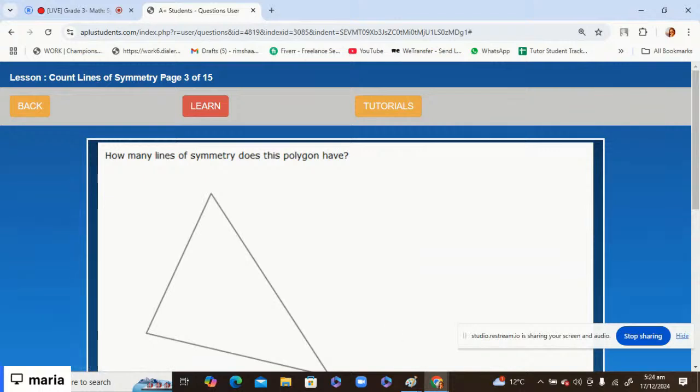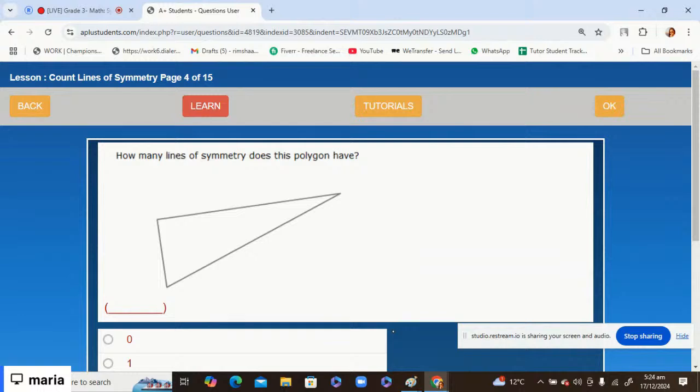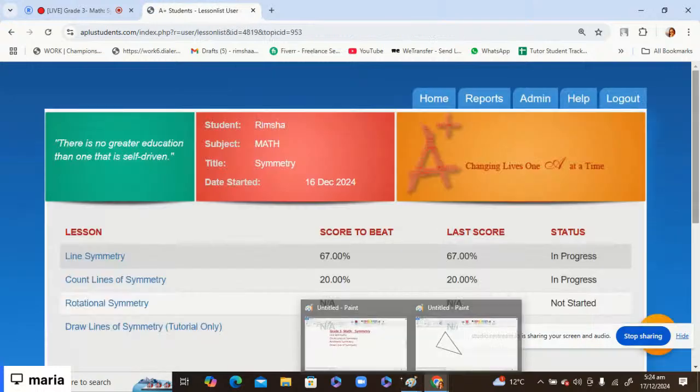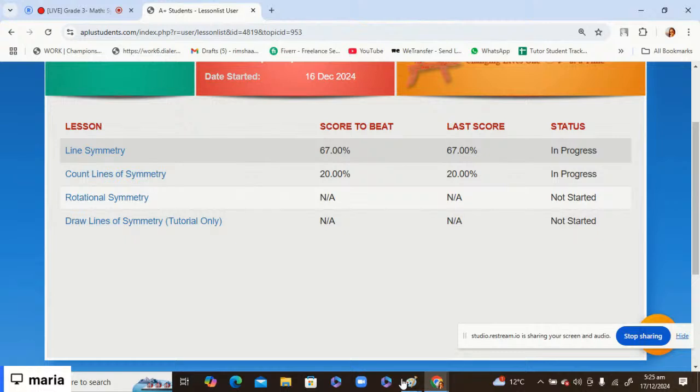Okay, all right, now let's do this one. This is also the same thing. So I hope you guys understand the line of symmetry and the different examples we are using here. So now you practice the lesson and then solve the rest of the test questions.